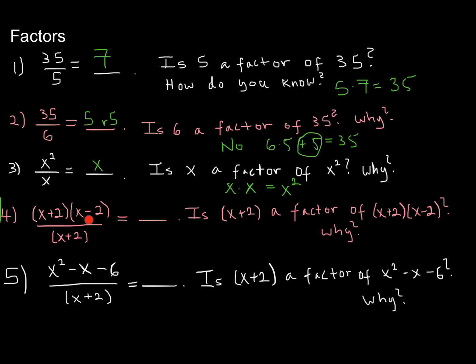What about x plus 2 times x minus 2, divided by x plus 2? Okay, well let's go back to what we talked about here. How do I know what 35 divided by 5 is? I thought about what would I multiply 5 by to get 35? Well, I'd need 7 of them, so I'd multiply by 7. Okay, well what would I multiply x plus 2 by to get x plus 2 times x minus 2? Oh yeah, that's pretty obvious, right? I'd have to multiply x plus 2 by x minus 2 to get x plus 2 times x minus 2.